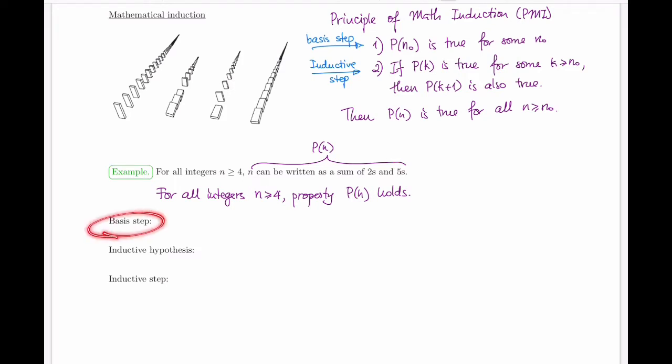Next up is a basis step. Basis step determines the first value where this property will actually hold. So I need to show that P of some value, let's call it n naught, like in the previous notation, is true. Most of the time, you're going to take the smallest value that you're allowed to take and plug that in to see if it works.